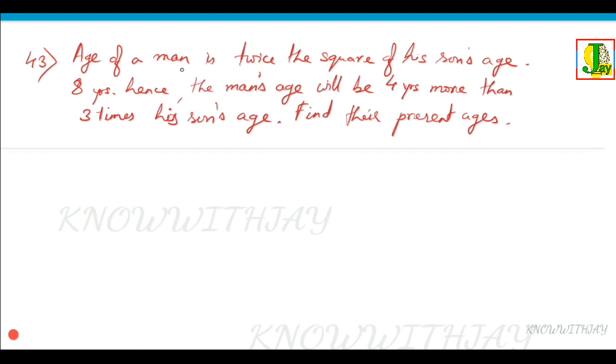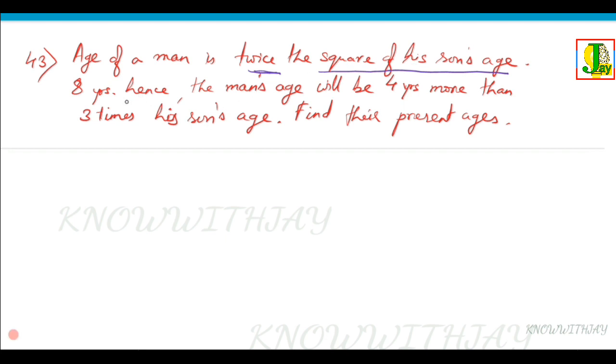If you see this question here, the age of a man is twice the square of his son's age. So questions based on age calculation are a bit tricky. You have to be careful when you are writing the condition in expression format. So the man's age is twice his son's age square. So we have to assume that his son's age is x.